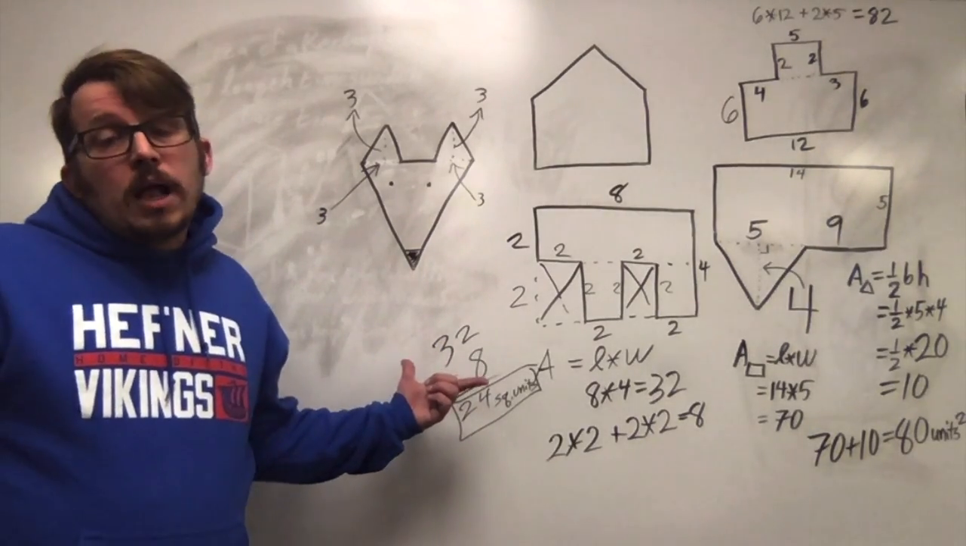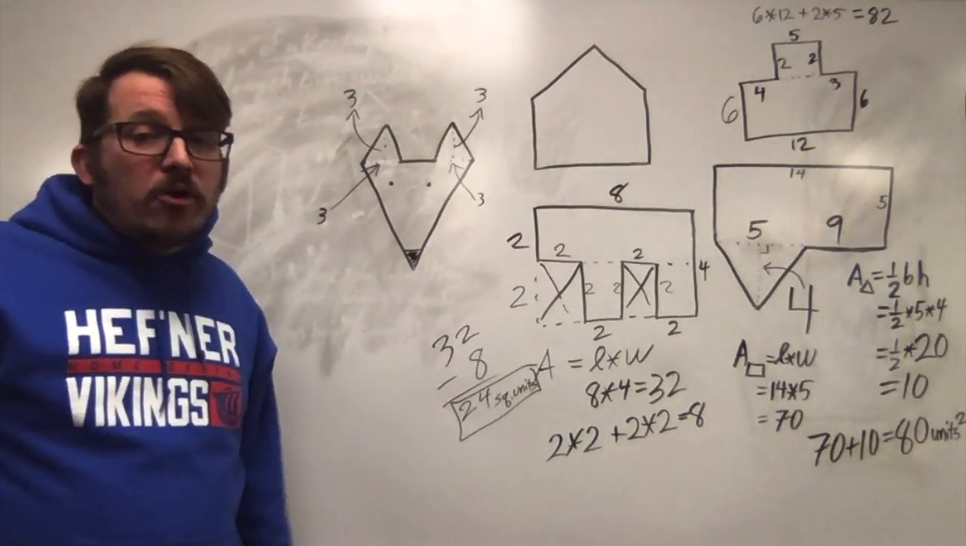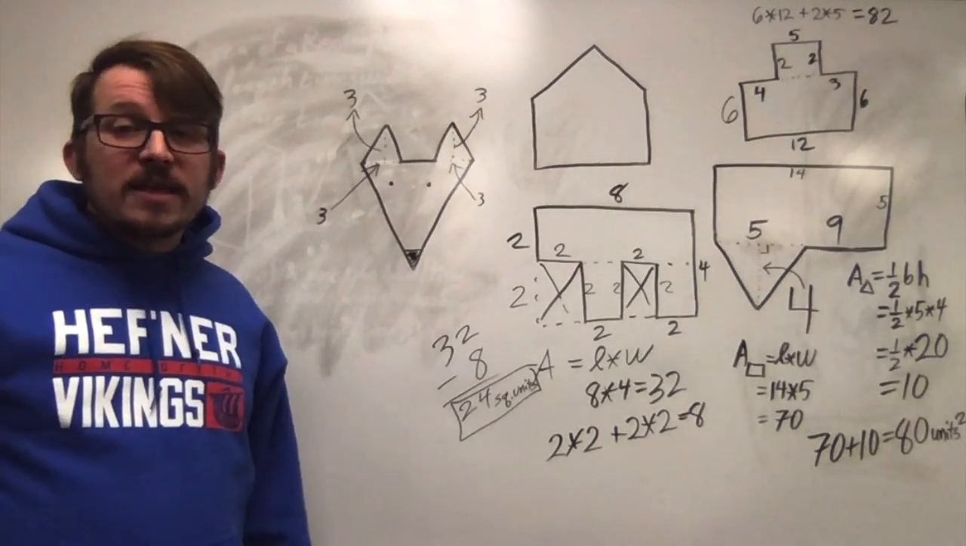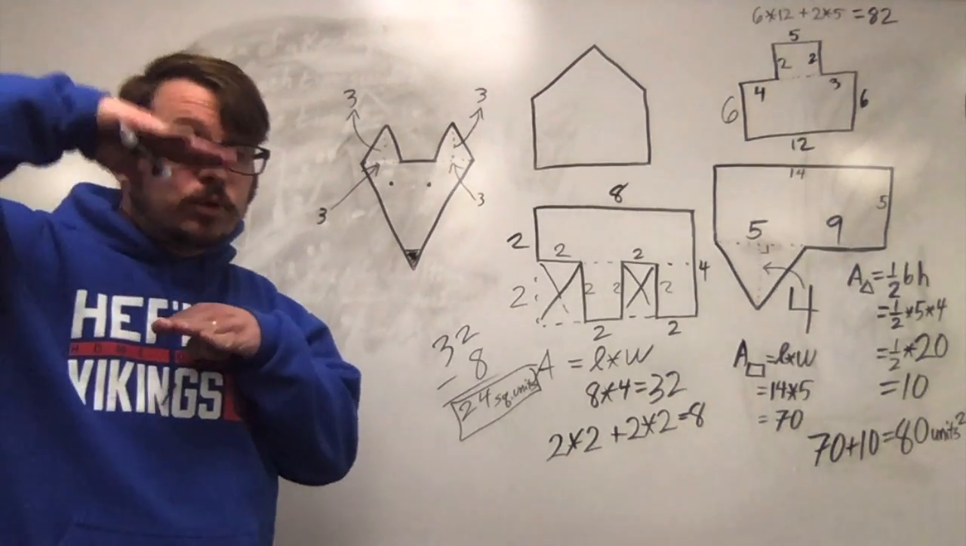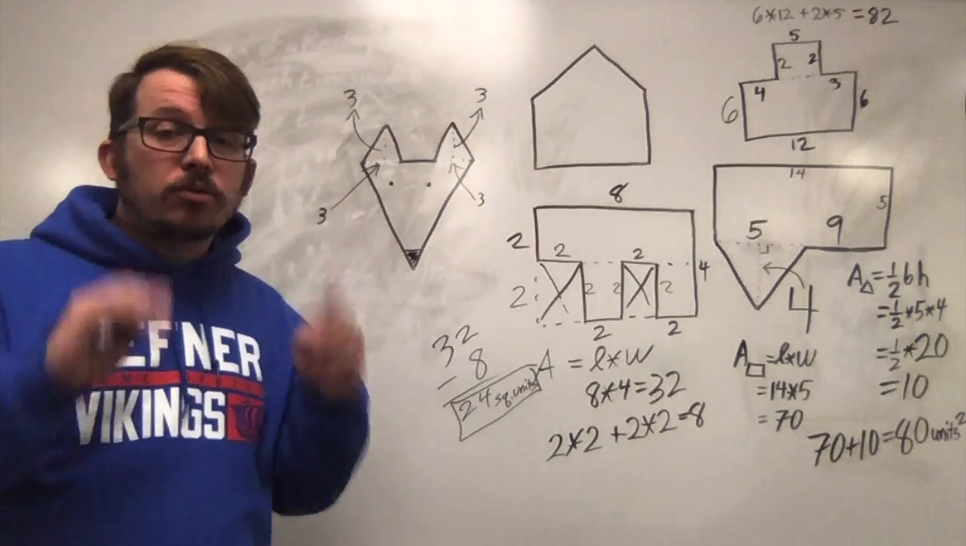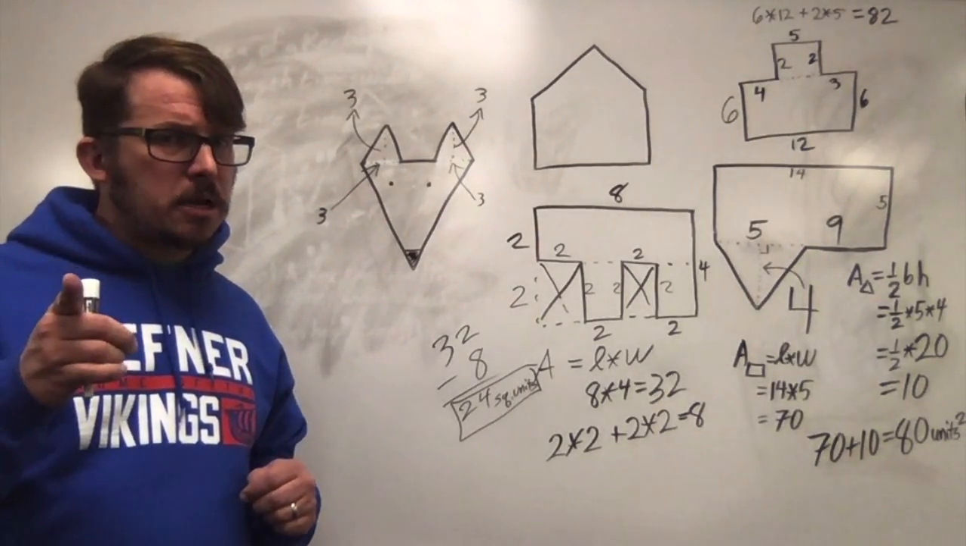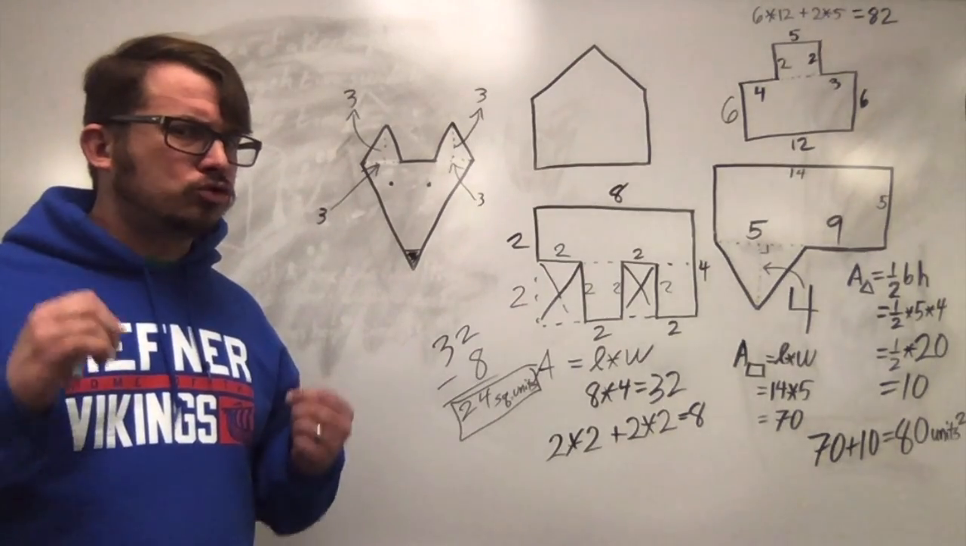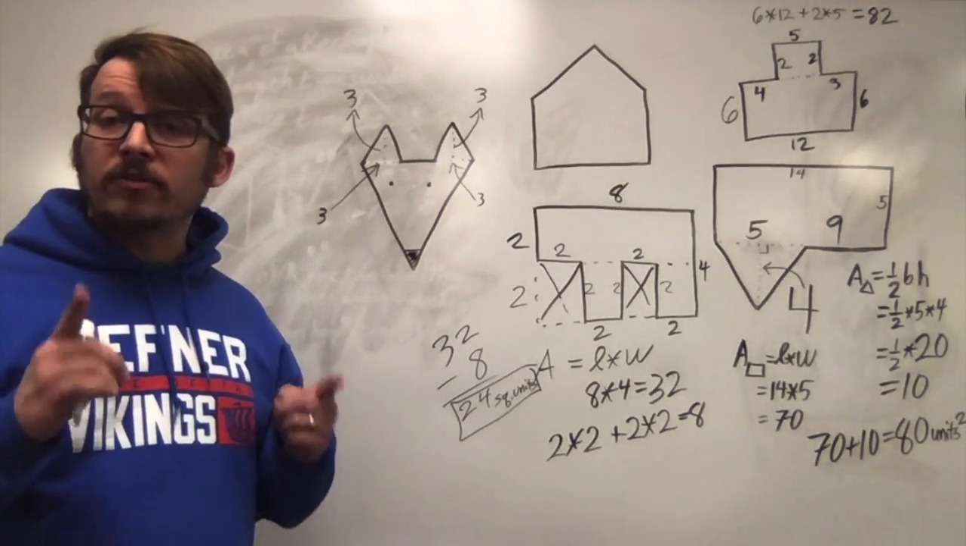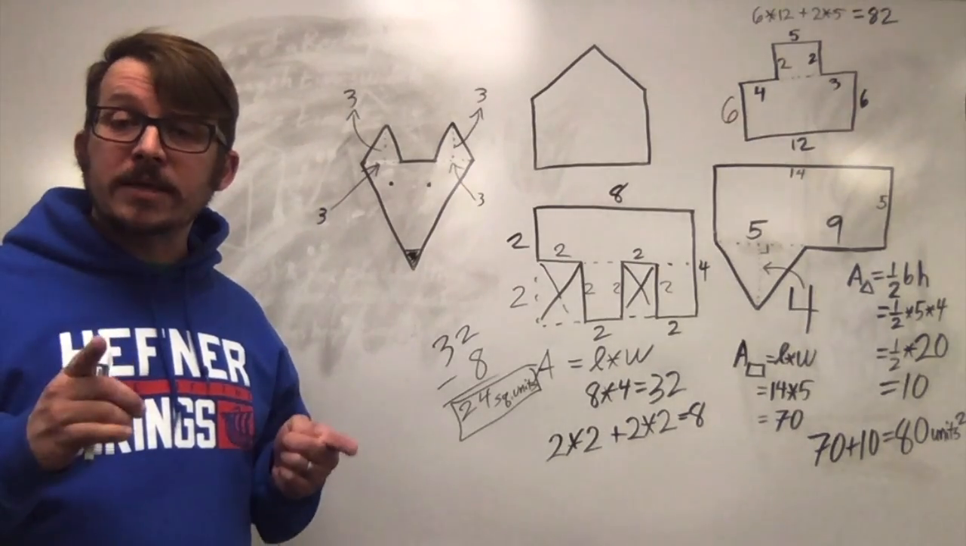Okay, so I know that my dog, fox, whatever that is, has ears that are 3 tall and 3 across. 3 times 3 is 9, but these are triangles. We have to find half of the base times the height.